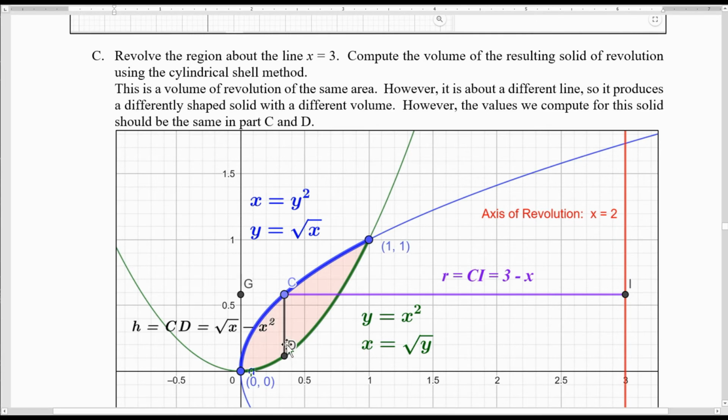So the height of our strip is y top minus y bottom, but in terms of x. So it's square root of x minus x squared is that length right there. That's the distance from C to D. You can see there, that's the height. And the radius is this purple distance, which is the distance from C to I. And it's going to be this x value, and then this is 3. So 3 minus that x value is going to be how far it is. Since the x value is to the right of C, the absolute value of 3 minus x is just 3 minus x.